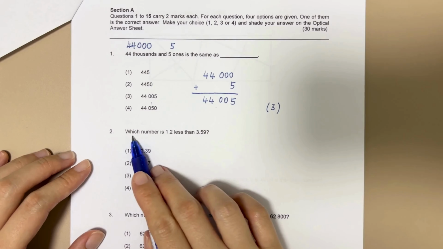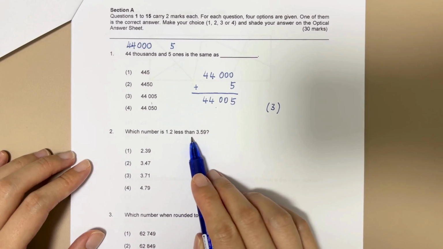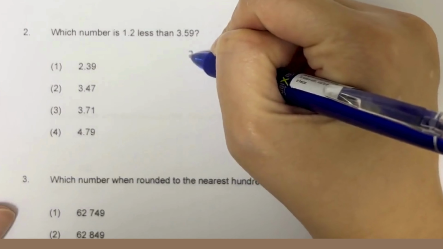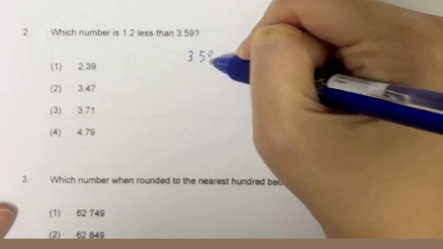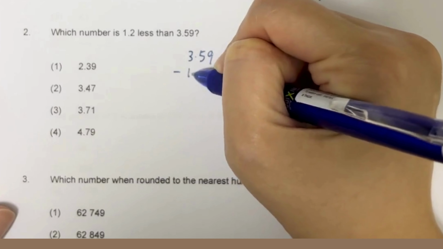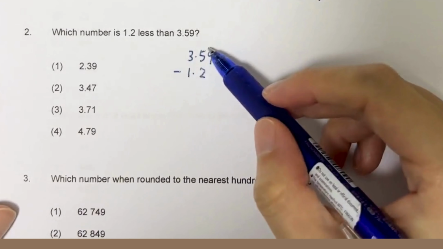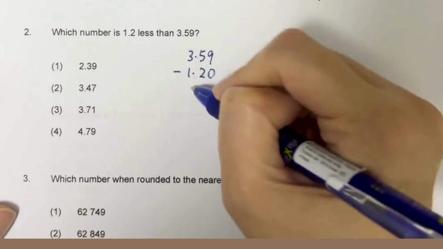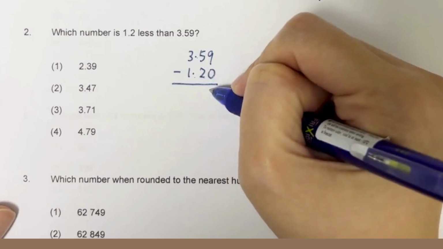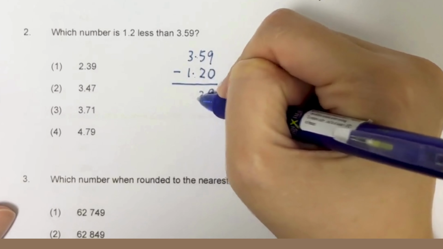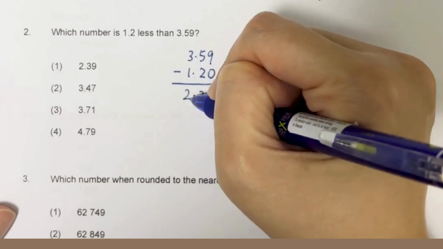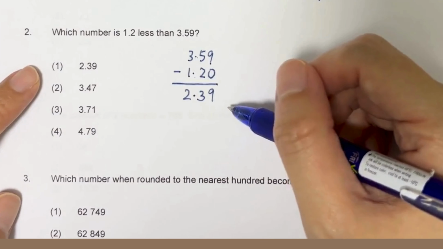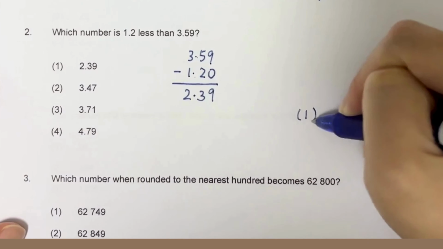Question 2. Which number is 1.2 less than 3.59? We should align the decimal points. So that would be 2.39, option 1.